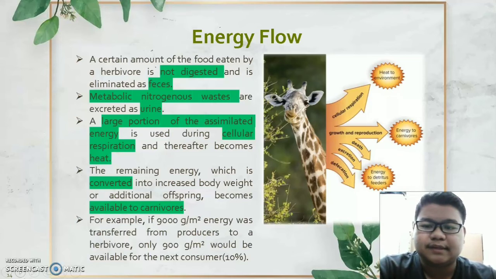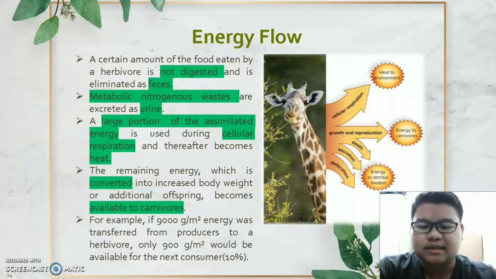A certain amount of the food eaten by a herbivore is not digested and is eliminated as feces or animal wastes. And then the metabolic nitrogenous wastes are excreted as urine. A large portion of the assimilated energy, or the consumed energy, is used during cellular respiration and thereafter becomes heat. This explains the statement before, which stated that all the energy eventually will dissipate as heat because of the cellular respiration.